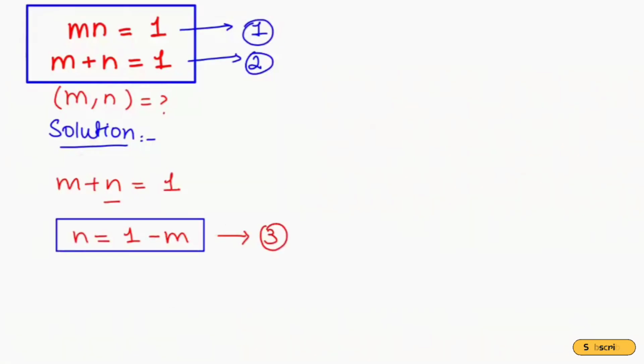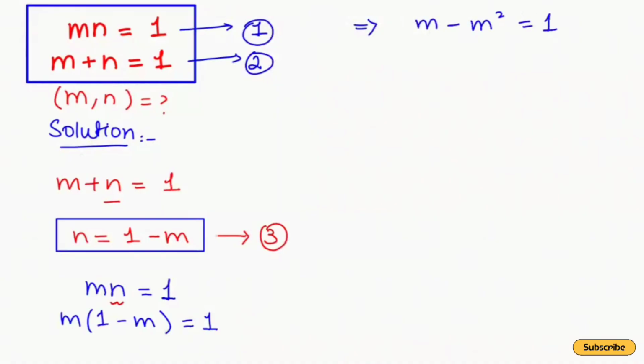Next I'm going to take equation 1, mn equals 1. Now in replacement of n, I'm going to plug in equation 3. m times (1 minus m) equals 1, and this will turn to m minus m square equals 1. Now I'm going to rearrange and take this 1 to the left hand side. So minus m square plus m minus 1 equals 0.